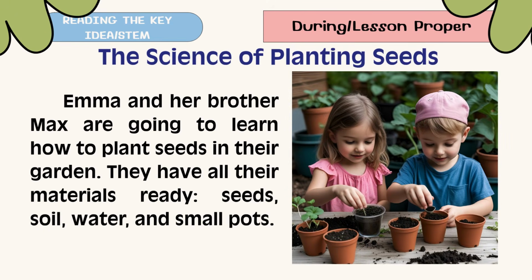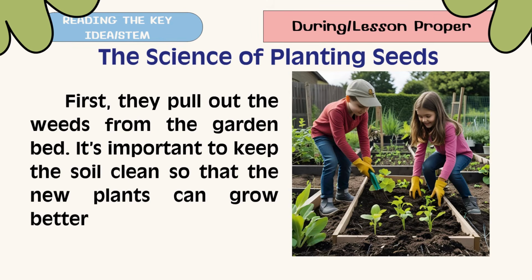The science of planting seeds. Emma and her brother Max are going to learn how to plant seeds in their garden. They have all their materials ready: seeds, soil, water, and small pots. First, they pull out the weeds from the garden bed. It's important to keep the soil clean so that the new plants can grow better.